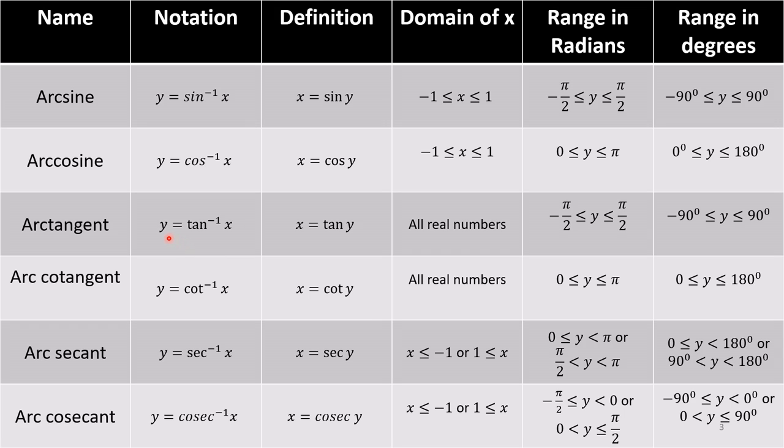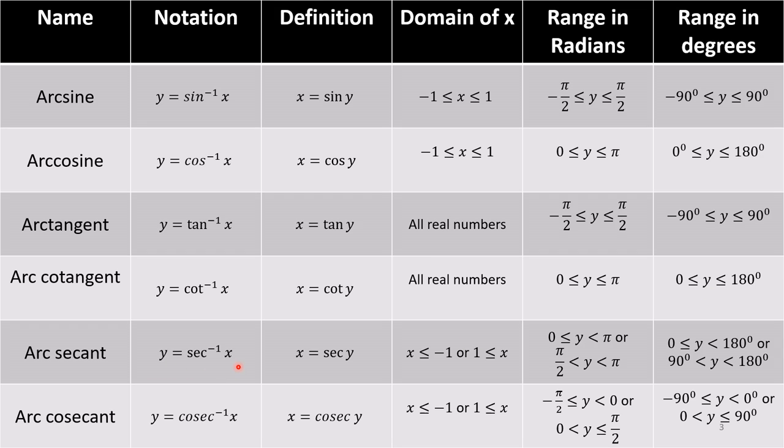For tangent, it is y is equal to tan inverse of x or x is equal to tan y. But you know, for tangent, the domain is all real numbers, because we know it is opposite side by adjacent side, and if the denominator becomes 0, it goes to infinity. So we have to fix its boundaries. The boundary for tan y is minus pi by 2 to plus pi by 2 or minus 90 to plus 90. Similarly, for cotangent, y is equal to cot inverse of x and x is equal to cot y, for all real numbers, and its range is between 0 to pi, 0 to 180 degrees.